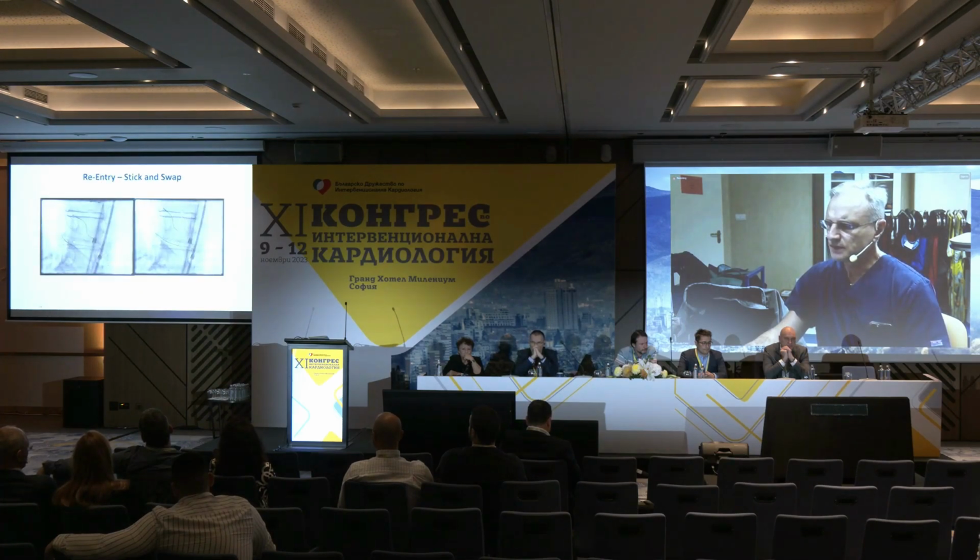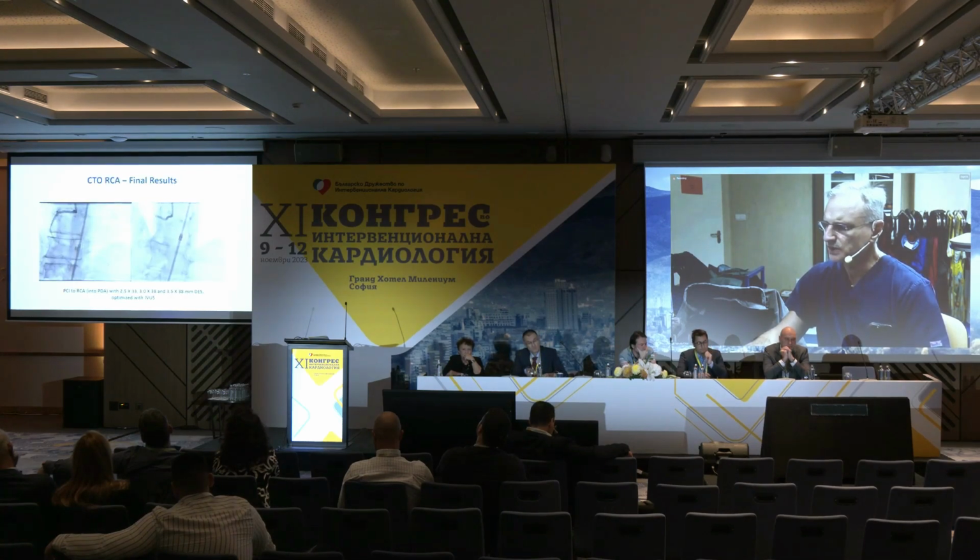And essentially by puncturing initially with a stiff wire, you're targeting the true lumen. You have to use specific projection in order to make sure that you're puncturing to the right side and not away from the lumen. And as you can appreciate here, there is a redirection of the wire from the subintimal space to the distal true lumen. And you get this kind of final angiographic result.